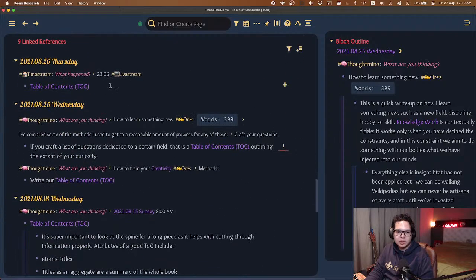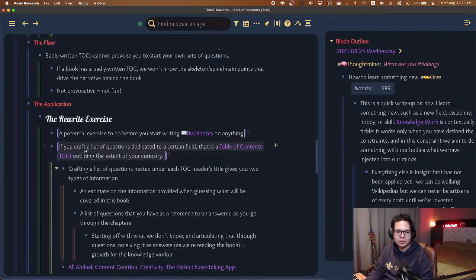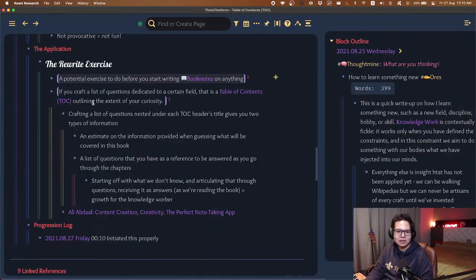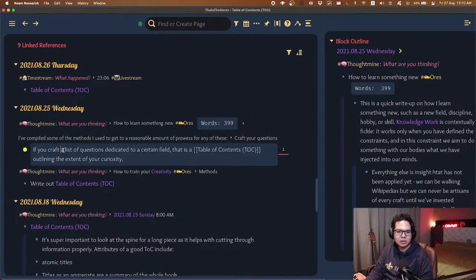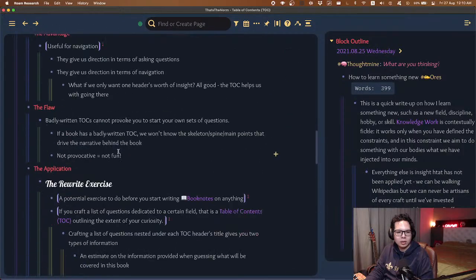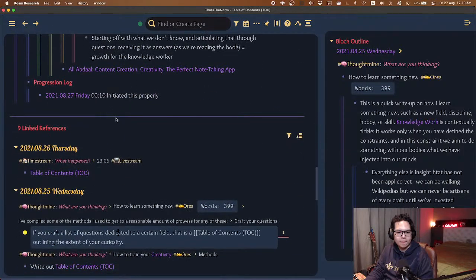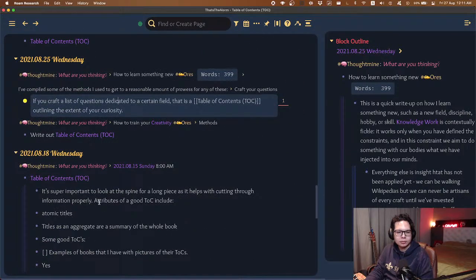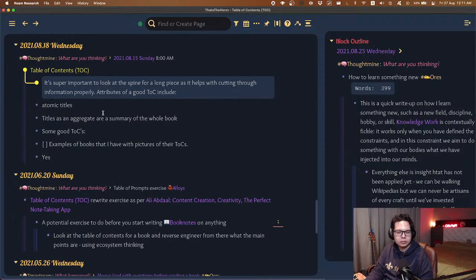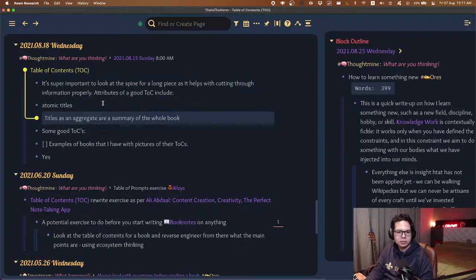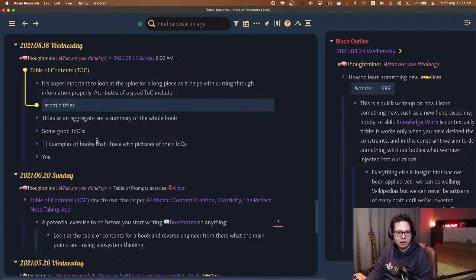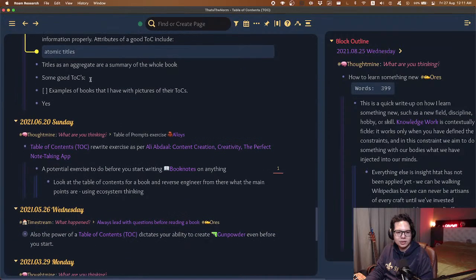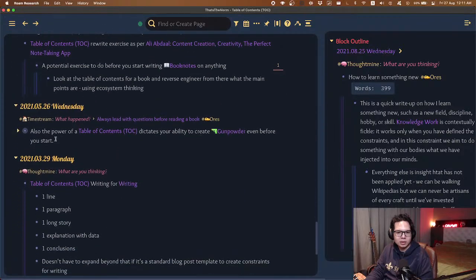So, let's see if there's anything I can pull from linked references. Because there's nothing more fun than looking at linked references. That's already there. Oh. Yes. Okay. That is useful. I'm going to put that in a bit.